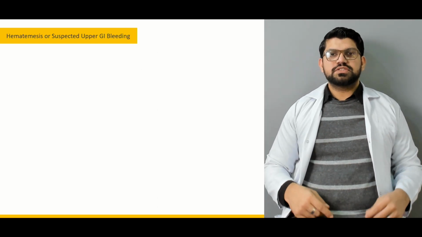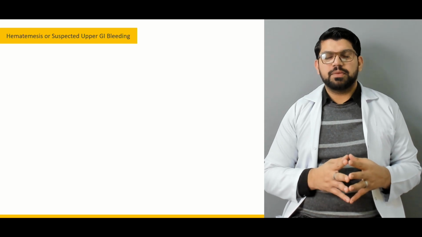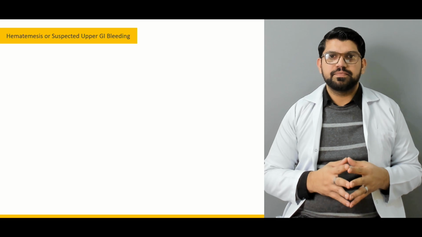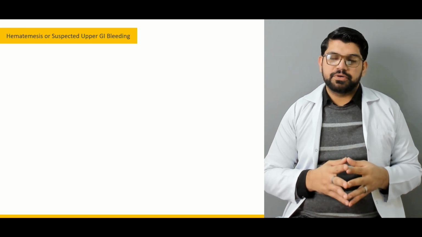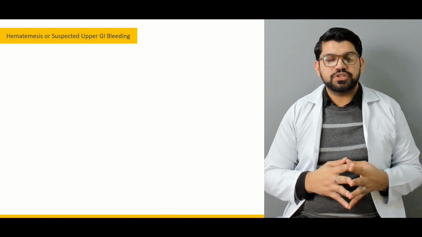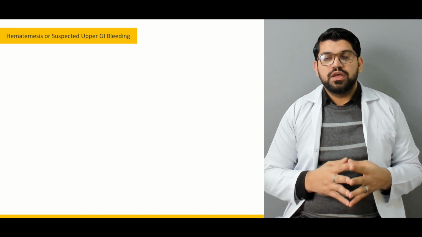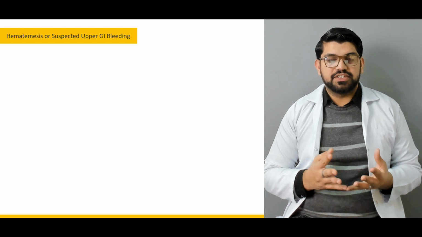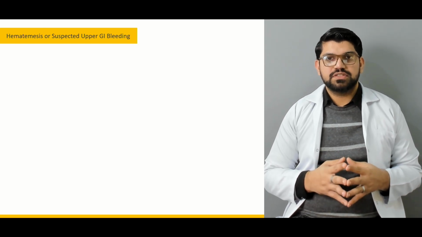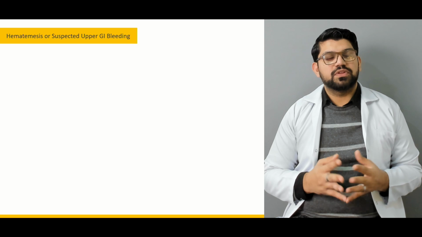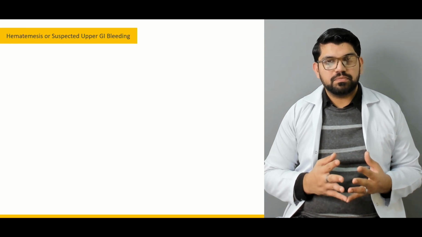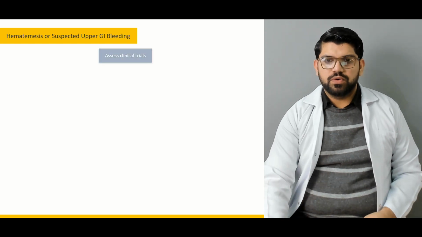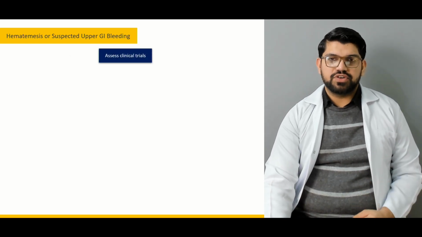So, moving on to how to approach a patient with hematemesis and suspected upper GI bleed. How would a patient present to you? He might present to you with a history of hematemesis, that there is blood in my vomitus. He might present to you with black colored stool. How to approach? So, clinical approach.